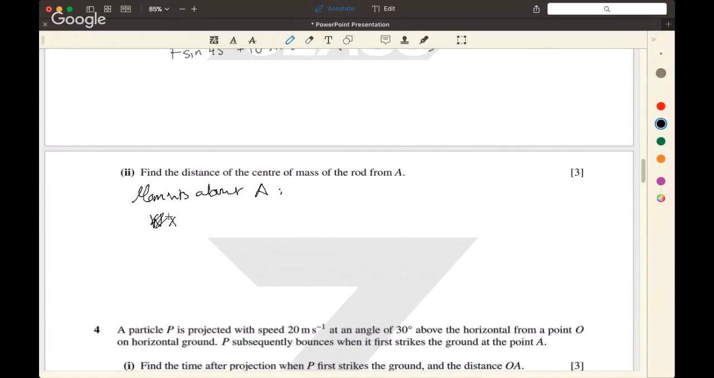So let's write this more clearly. It's W cosine 30 times x must be equal, balancing out, F cosine of 15 times 0.5. And we know W, we know F, so we can solve for x, and we get it like so.